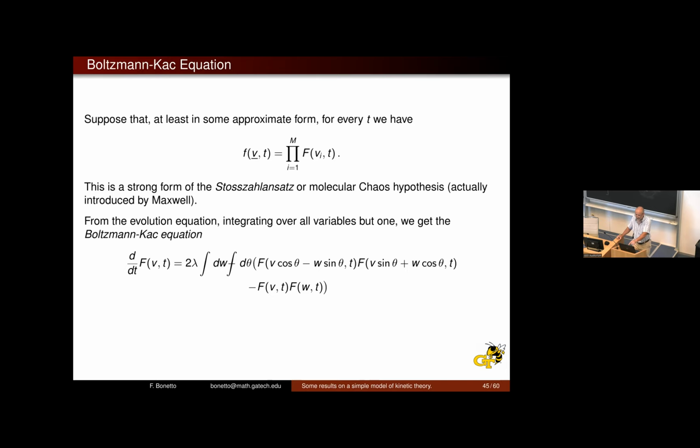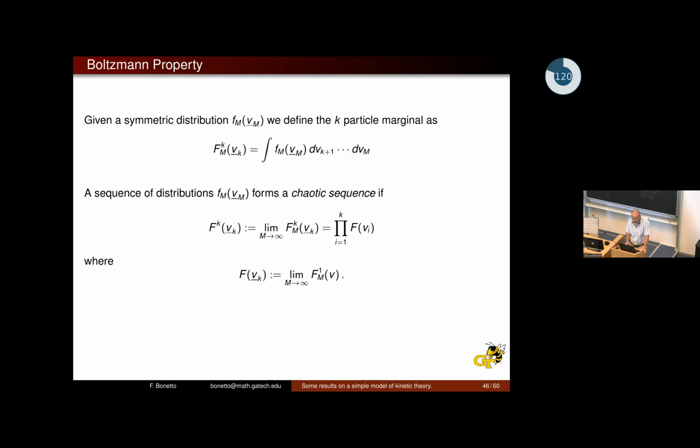And clearly, even F0, F at time zero, is a product. In general, F at time t is not a product, because they interact. So Mark Kac introduced what he called the Boltzmann property, and nowadays it's called the chaotic property or a chaotic sequence. A sequence of distributions is chaotic if I take the marginal over a finite number of particles and then let the number of particles go to infinity, but keep the number of which I take the marginal finite, these become a product.